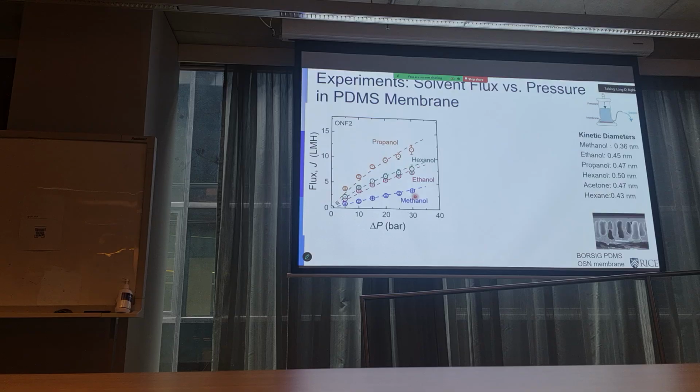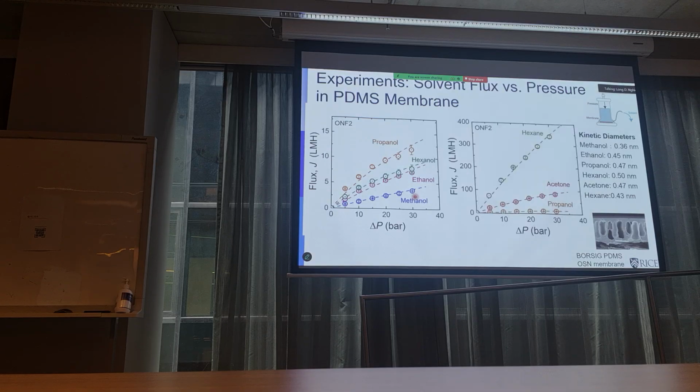Now let's see what's happening with the other solvents. And you see very interesting behavior. Look at this. Look at the scale here. Up to 400 is up to 15. Now the propanol that you see here, you see the propanol is here. Methanol was below. Methanol is almost zero here. But look at hexane. The flux of hexane is orders of magnitude higher. How can it be? Hexane's size is 0.43 nanometer, and methanol is only 0.36.